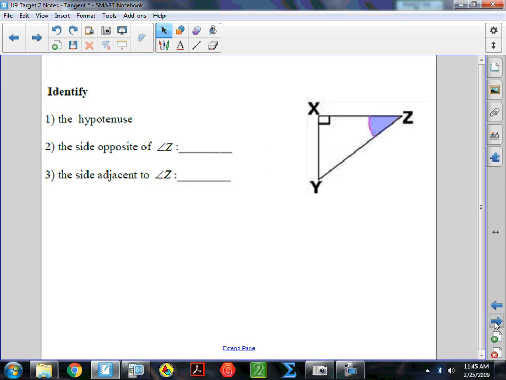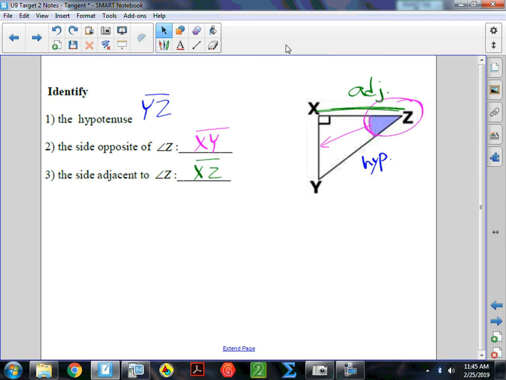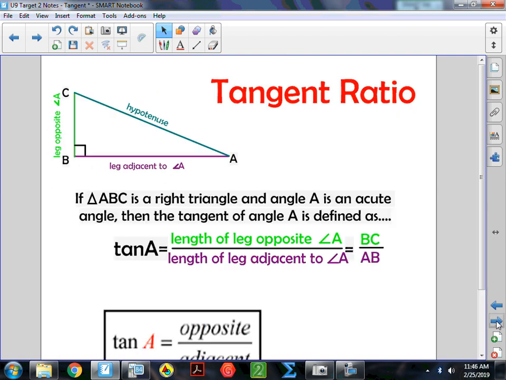Just for practice in class, we said, okay, let's identify the hypotenuse. The hypotenuse is across from the right angle, so the hypotenuse is segment YZ. The side opposite angle Z, so angle Z is right here, the side opposite it was segment XY. And the side adjacent to angle Z was up here. The adjacent side next to, touching angle Z is XZ. Some students do have trouble with the adjacent side, knowing which one's the adjacent. And so if you recognize the hypotenuse first, that'll help you with that step.